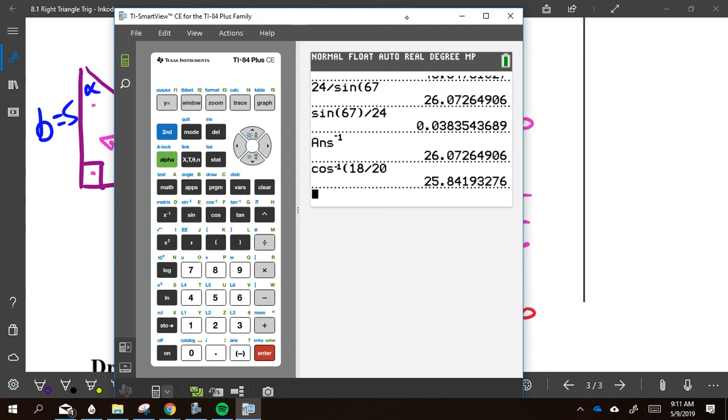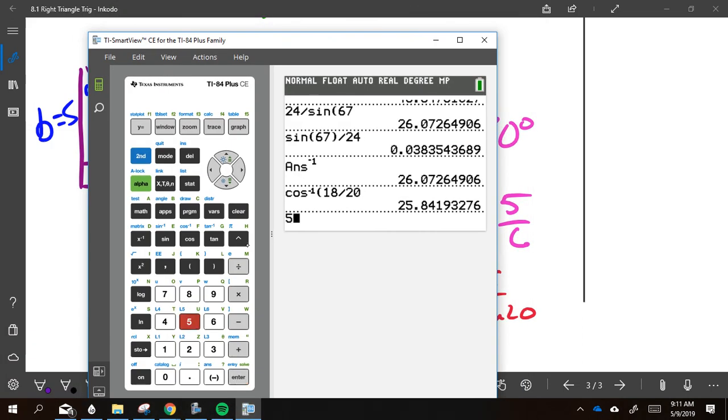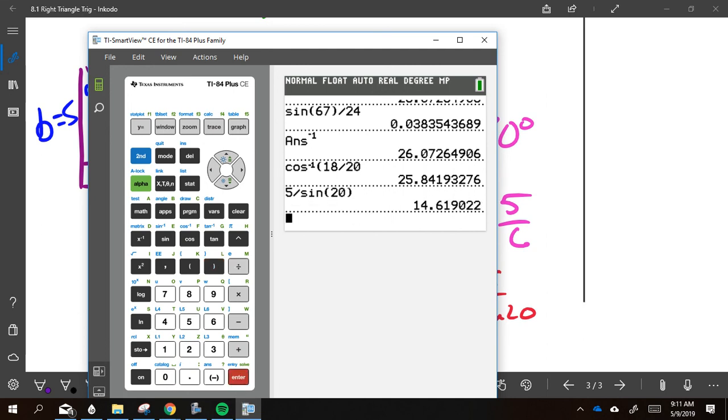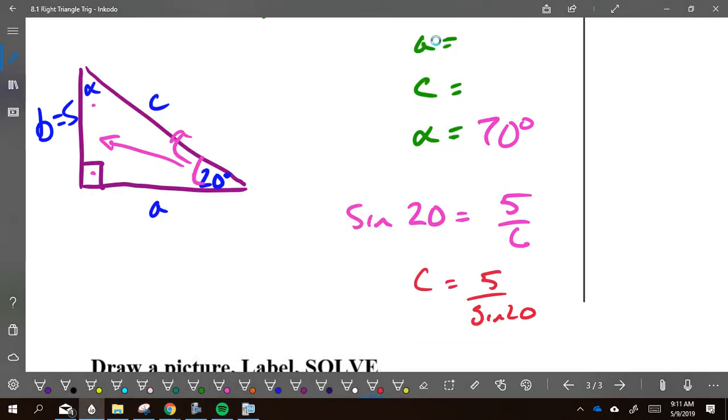What did I just say? 5 divided by sine of 20. Type that in, hit enter. I get 14.62. That is C. Cool. What else do I need to do here to find A? Cole, what else could I do here to find A?